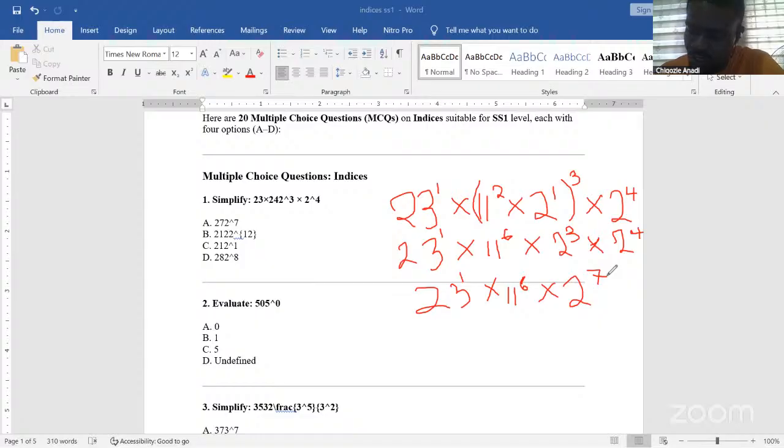So what about question two? It's one. So anything raised to power 0 will give you what? One. Yeah, that's absolutely correct. So question three.